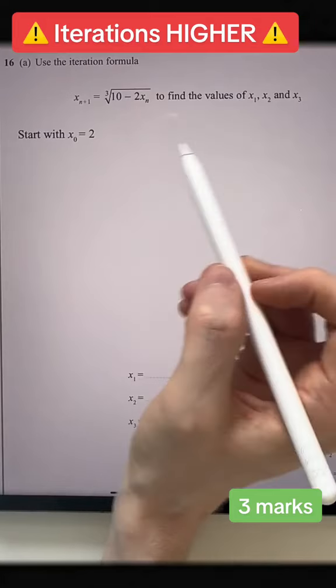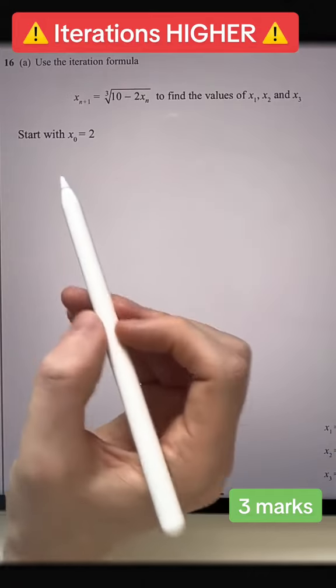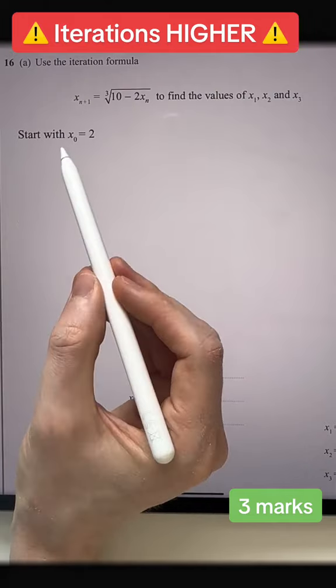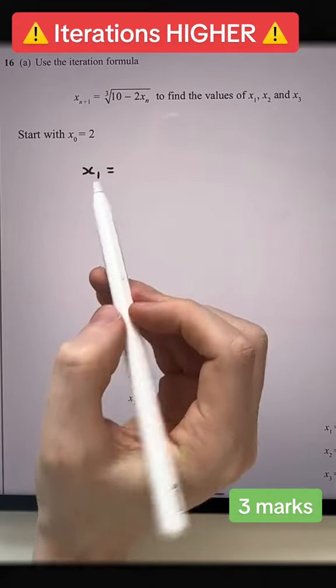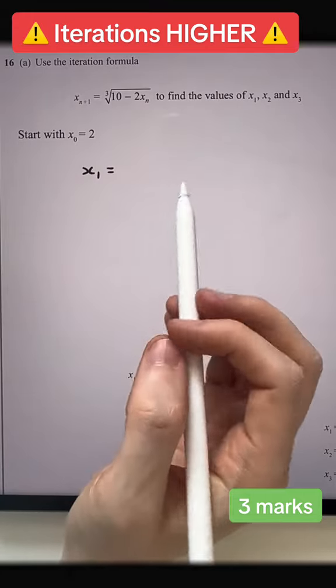Use the iteration formula to find the values of x1, x2 and x3. Start with x0 equals 2. If x0 equals 2, the one up from x0 therefore will be x1. To find x1, we're always going to substitute into the right hand side of our iteration formula.